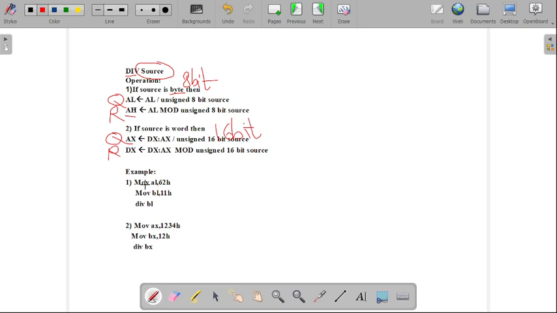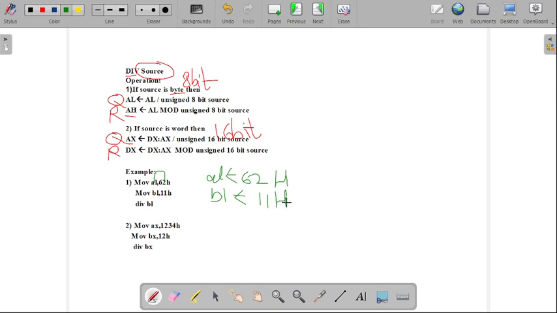So here in the example, what is given? MOV AL, 62H. Whenever we perform this move instruction, we are copying the contents of the source into the destination register. Our destination register is the AL register, which is also an 8-bit register. So I am writing here AL is equal to 62H, that is our hexadecimal value. Then we write MOV BL, 11H. So here I am writing BL is equal to 11H.